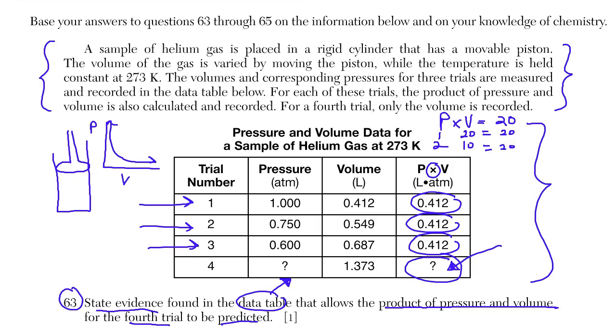Let's look at what I just did here. If you look carefully, you'll see that if I double the pressure, 1 to 2, the volume halves. Hey, that's an inverse relationship. So pressure times volume equals a number that stays the same, which is telling you that. But the bottom line here is that we can predict the fourth to be the same because the pressure times volume was the same in the first three trials.